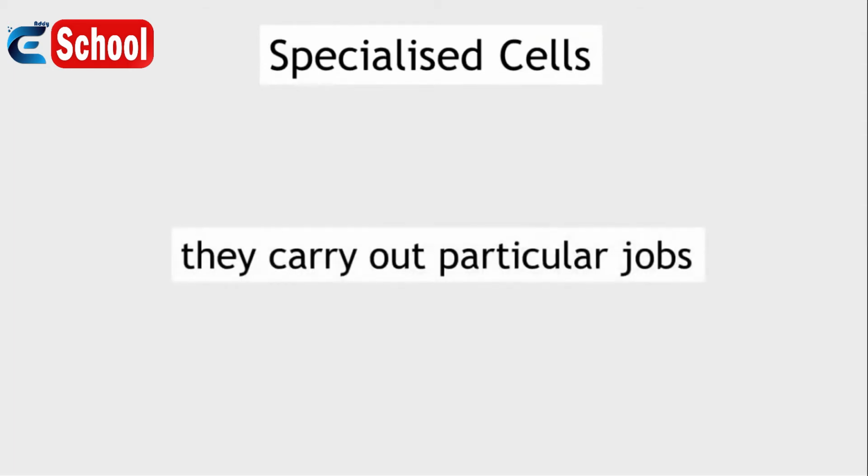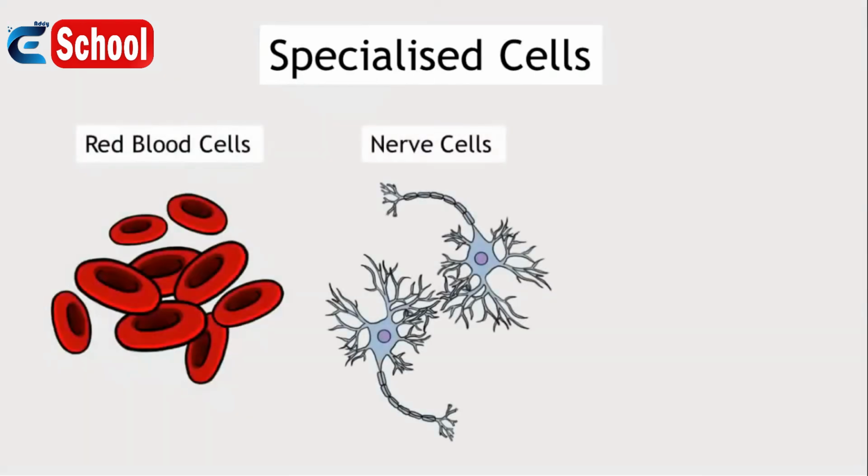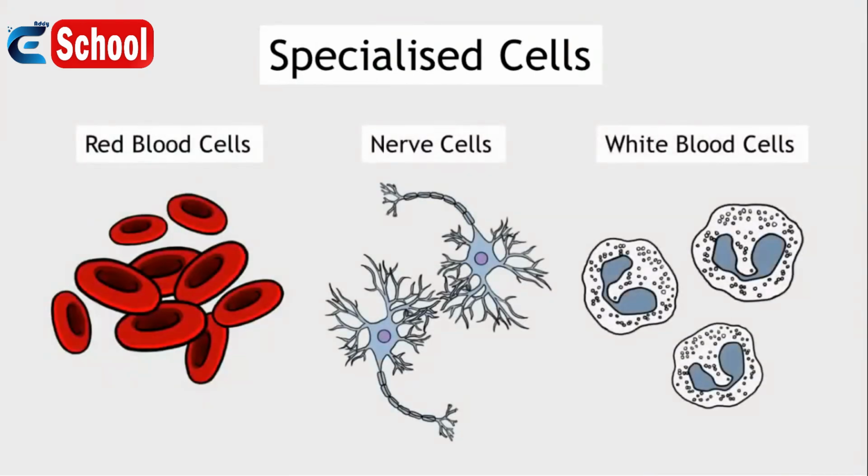Specialised cells. Some cells are specialised. They are able to carry out particular jobs. The specialised cells we will look at are red blood cells, nerve cells and white blood cells.